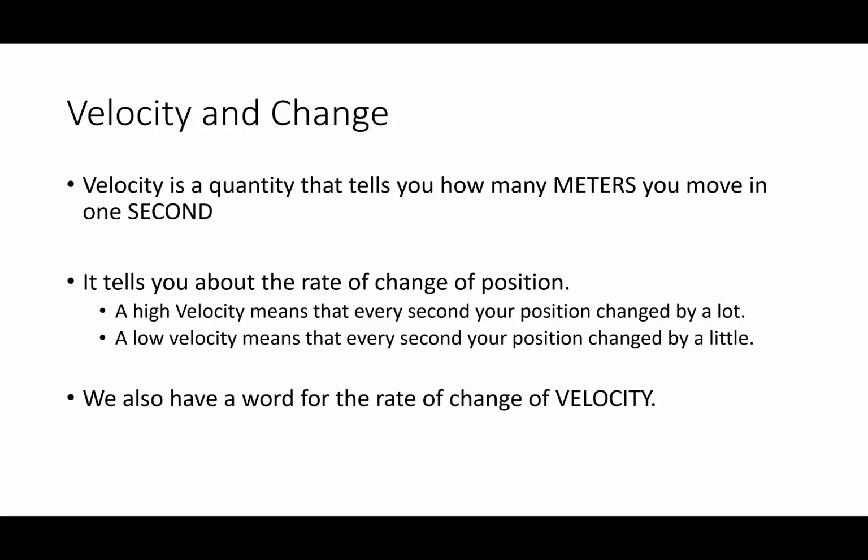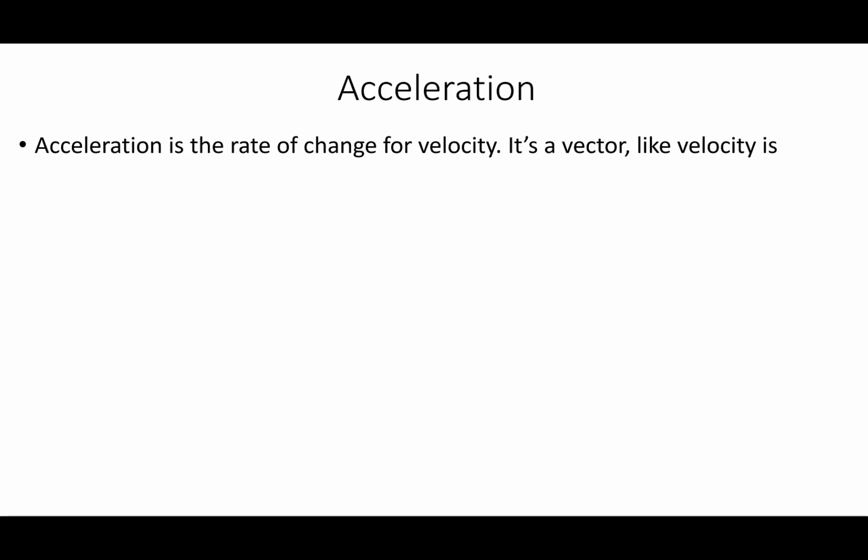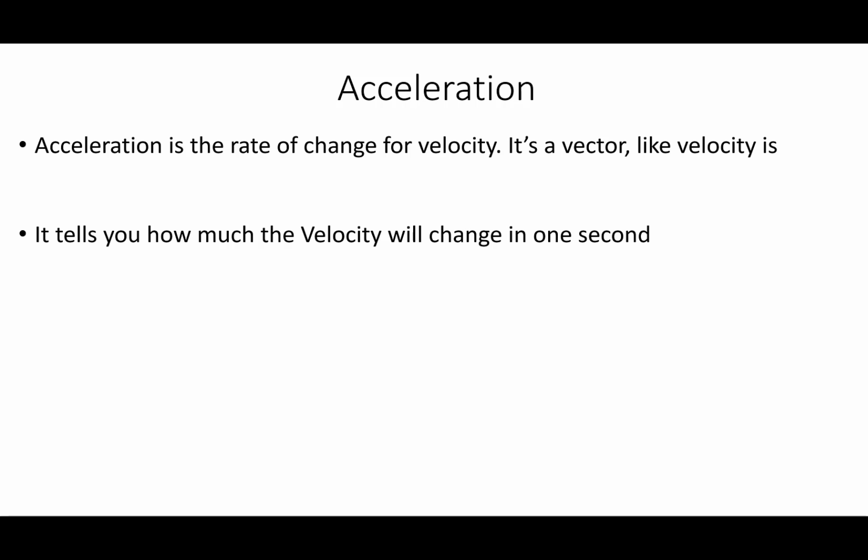So the word for the rate of change of velocity is acceleration. That's what it is. It's the rate of change of velocity, and it's a vector because velocity is a vector. It tells you how much the velocity will change in 1 second. Like the way that velocity tells you how many meters you move in a second, the acceleration tells you how much your velocity changes in a second.